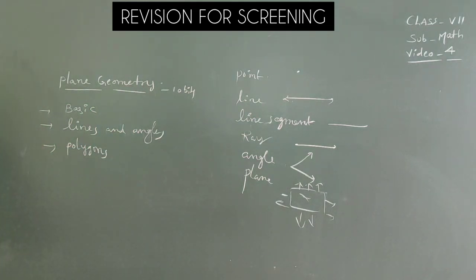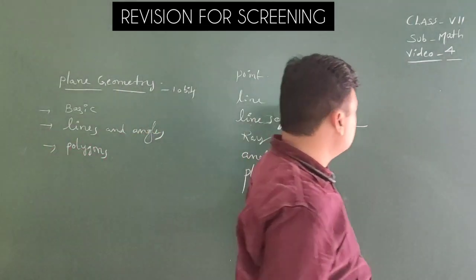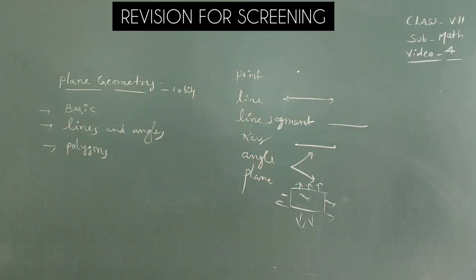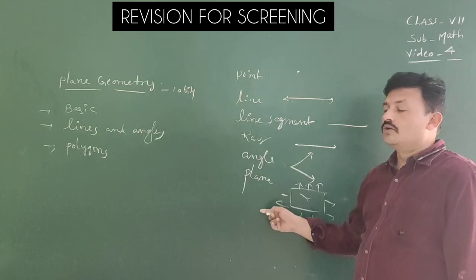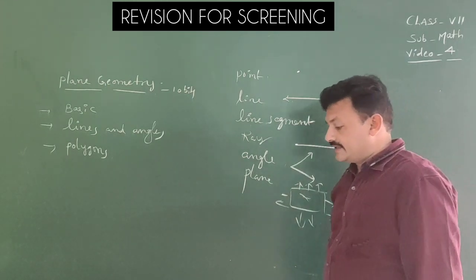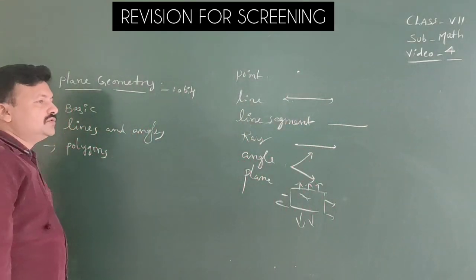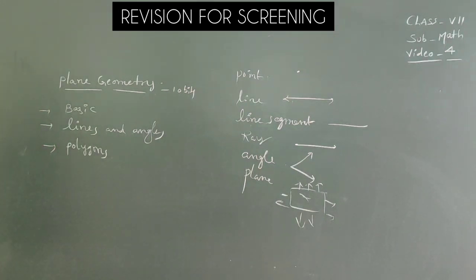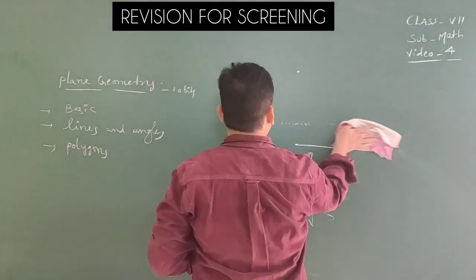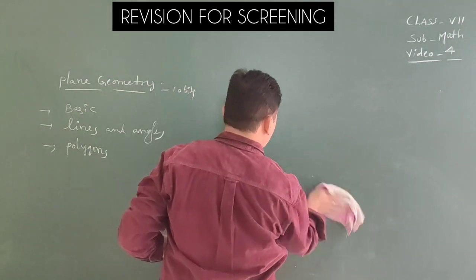In addition to these basic definitions, we have collinear points. The points which are lying on the same line are called collinear points. Coplanar lines: the lines which belong to the same plane are called coplanar lines. Coplanar points: the points which belong to the same plane are called coplanar points. Skew lines: lines which belong to different planes are skew lines. Lines which belong to the same plane are coplanar lines. These are basic definitions.